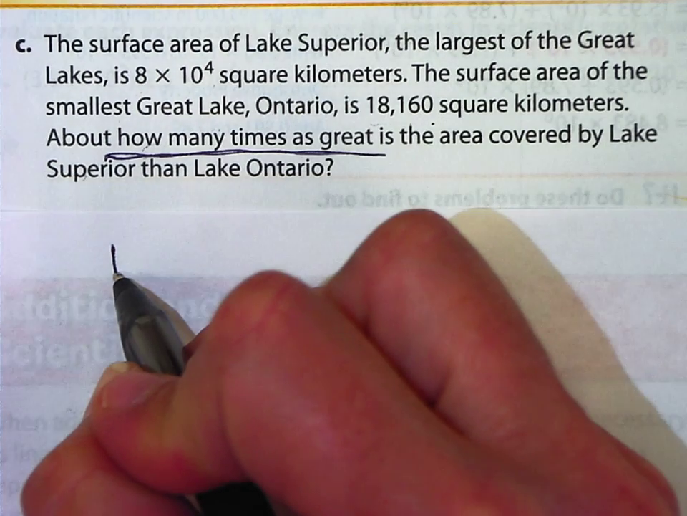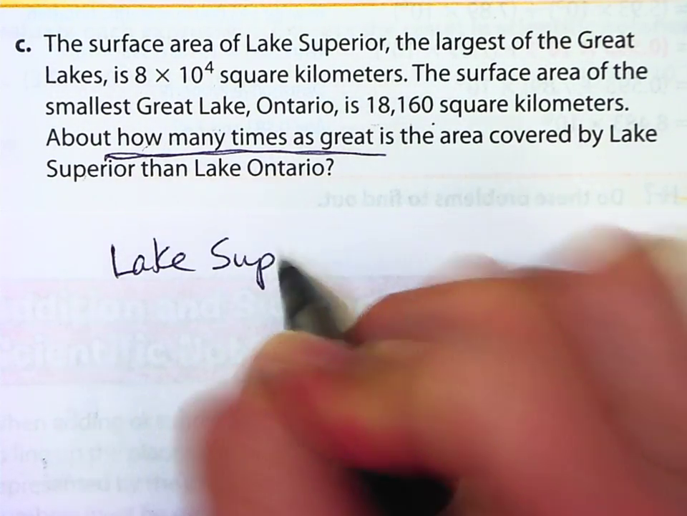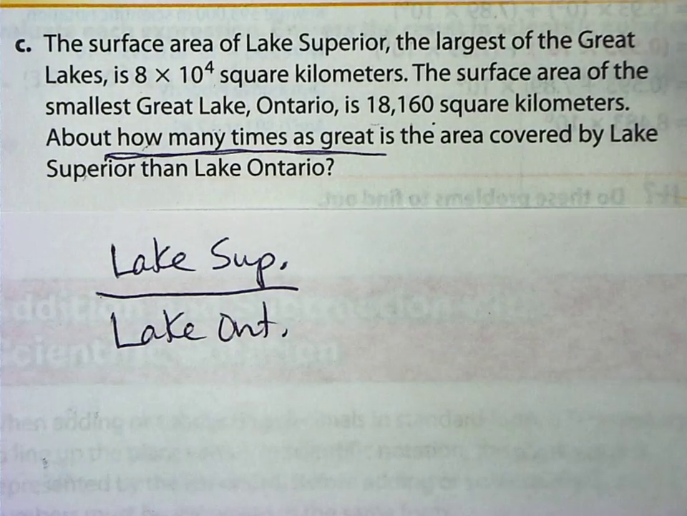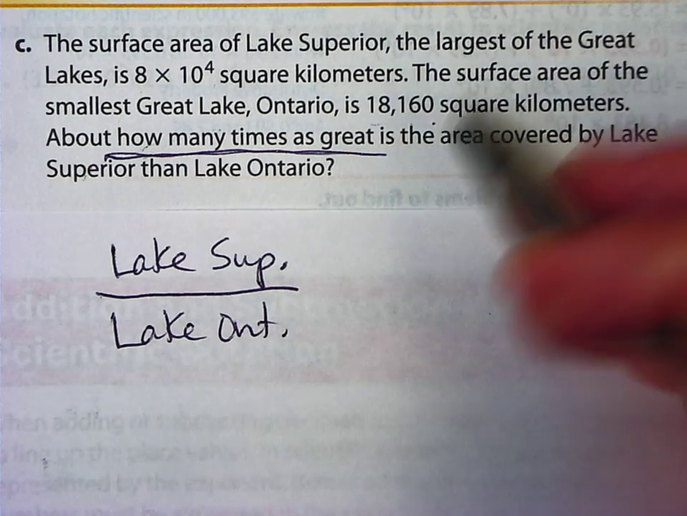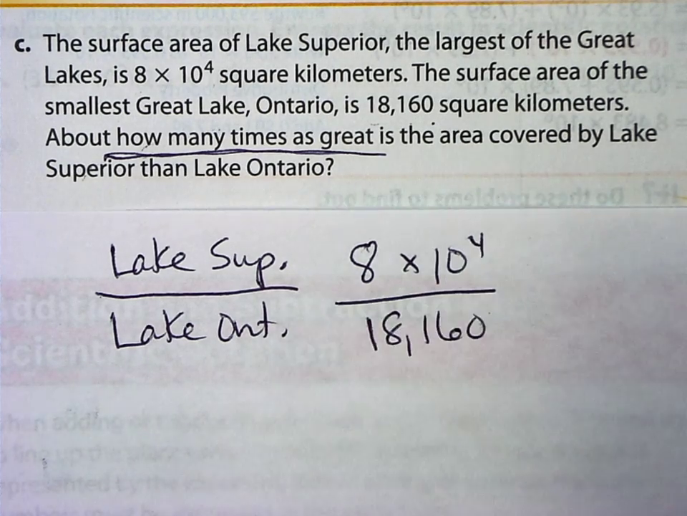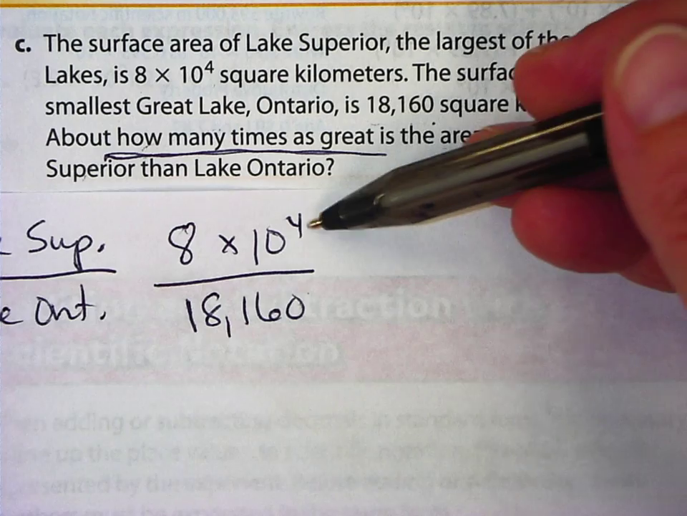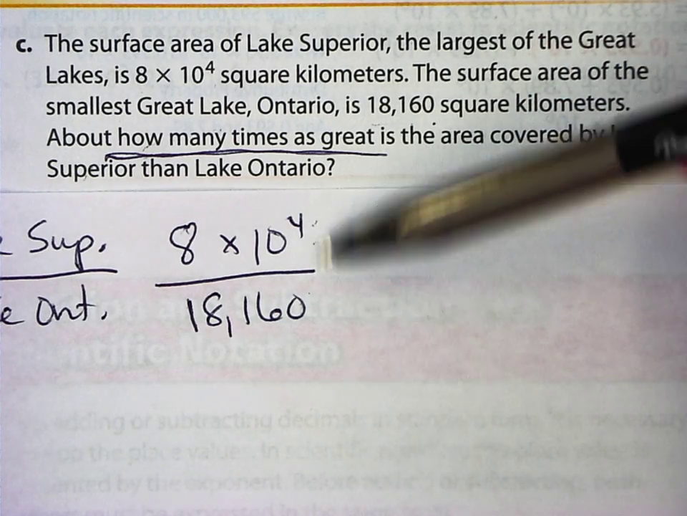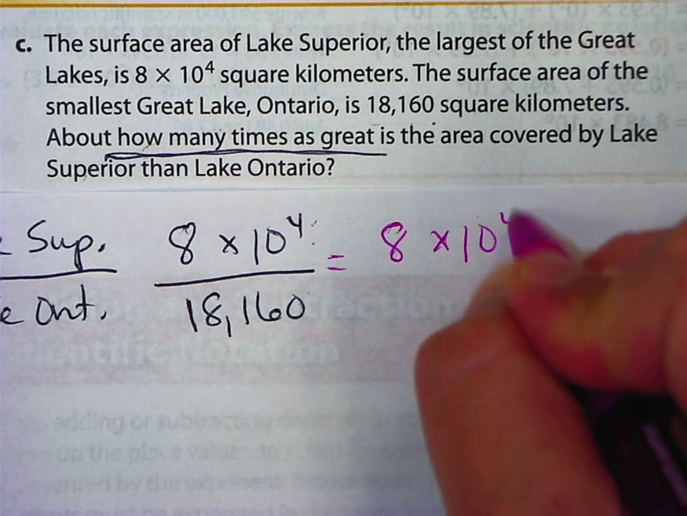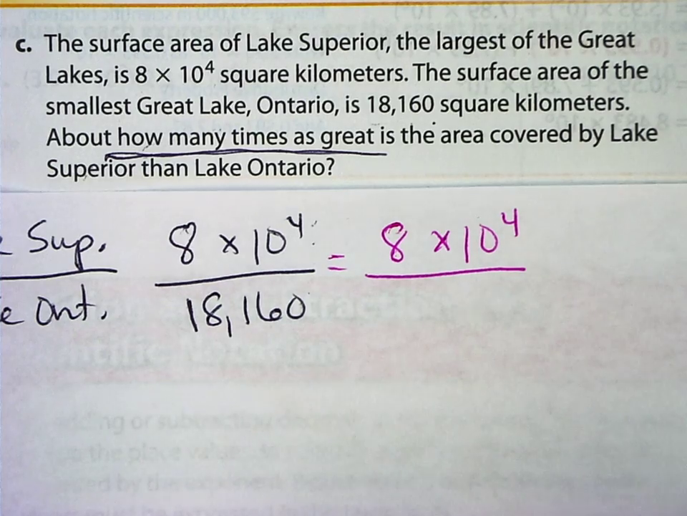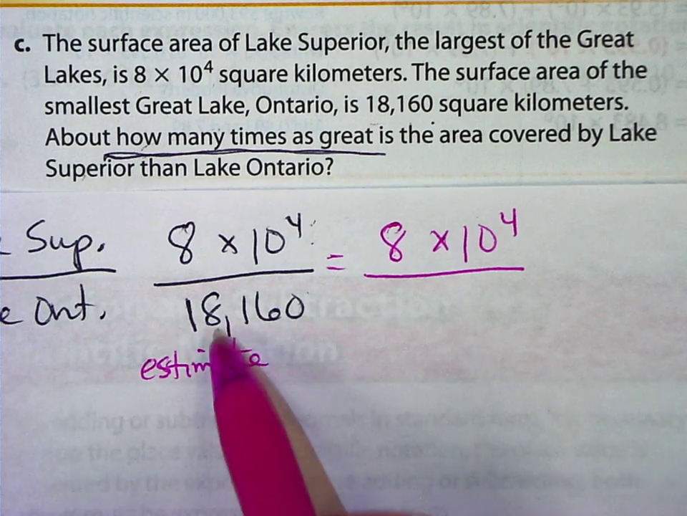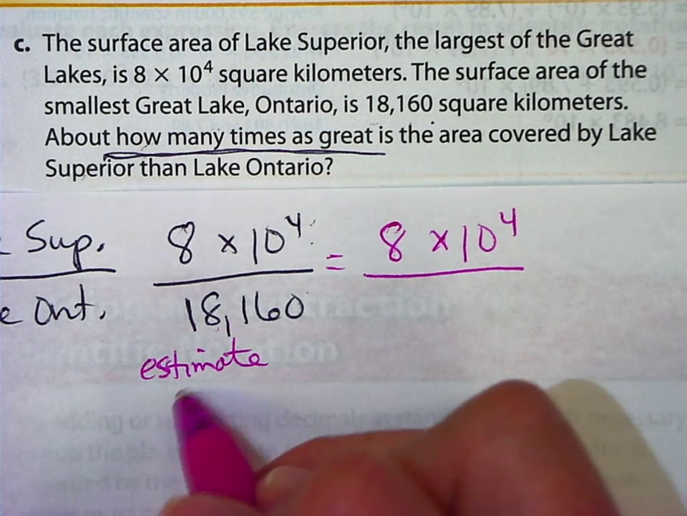Okay, so we're going to put Lake Superior and divide it by Lake Ontario. So Lake Superior is 8 times 10 to the 4th. Lake Ontario is 18,160. So remember, we can't divide until these are both either standard form or scientific notation. So let's turn this into scientific notation. We're going to keep 8 times 10 to the 4th on top, and we're going to change this number, and we're actually going to estimate this number first. Let's round it and make it a little bit easier to work with. So 18,160 is about 20,000.